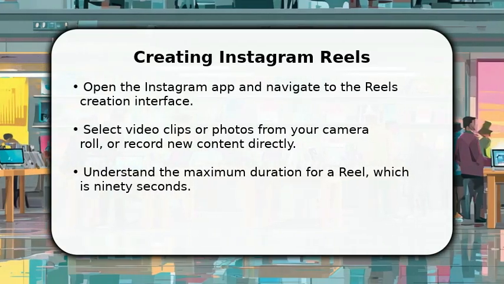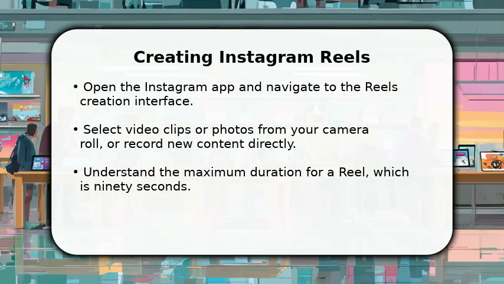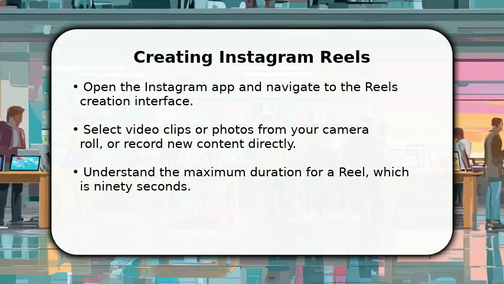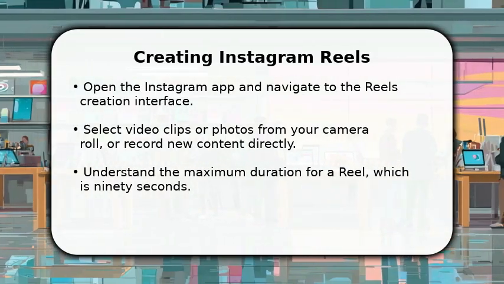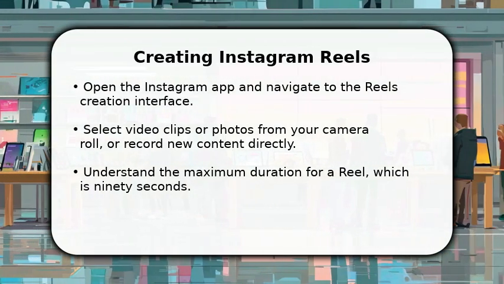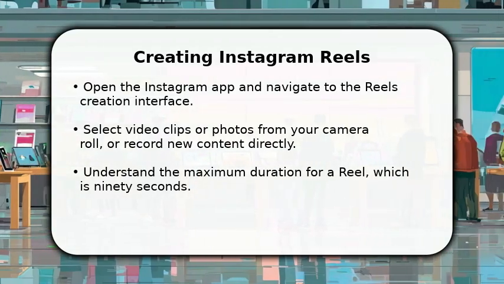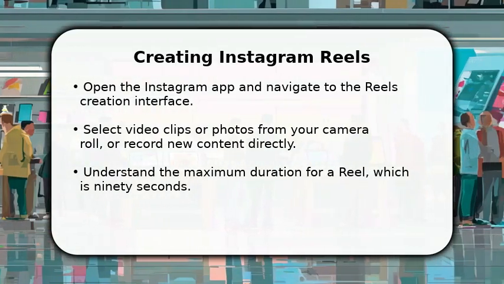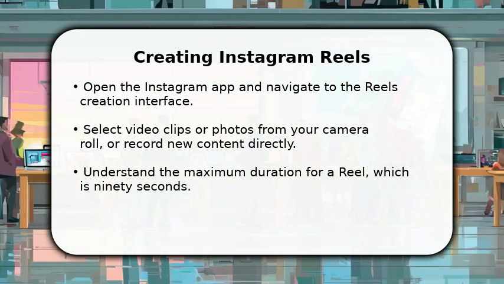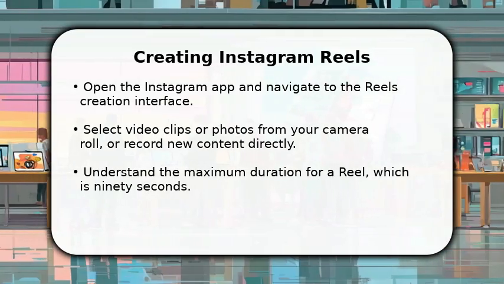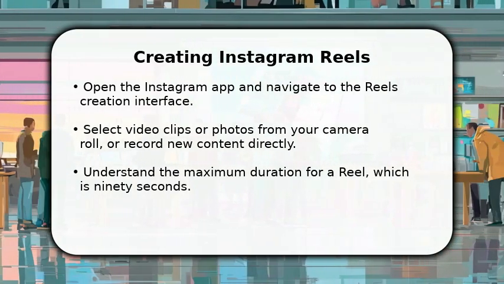In this video, I will explain how to make Instagram Reels. To begin, open your Instagram app and tap the plus icon, then select Reel. You can record new video directly or upload existing clips and photos from your camera roll. Remember, a reel can be up to 90 seconds long, giving you plenty of time to share your story. We'll cover adding music and effects next, making your content truly engaging.